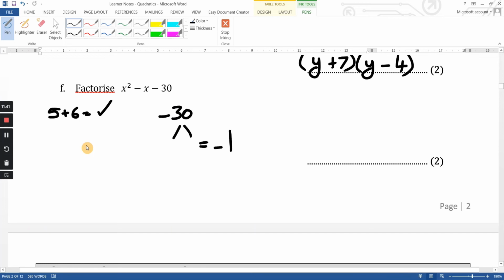I'm just thinking, what else could it be? Definitely 5 and a 6. And again, one of these has to be negative for this to be minus 30. So I reckon this one's going to be positive, and the 6 has to be negative for this to work. Yeah, and that's going to give you minus 1. So my answer is x plus 5, x minus 6, and you're done. Hope you guys got that as well. Okay, let's move on.